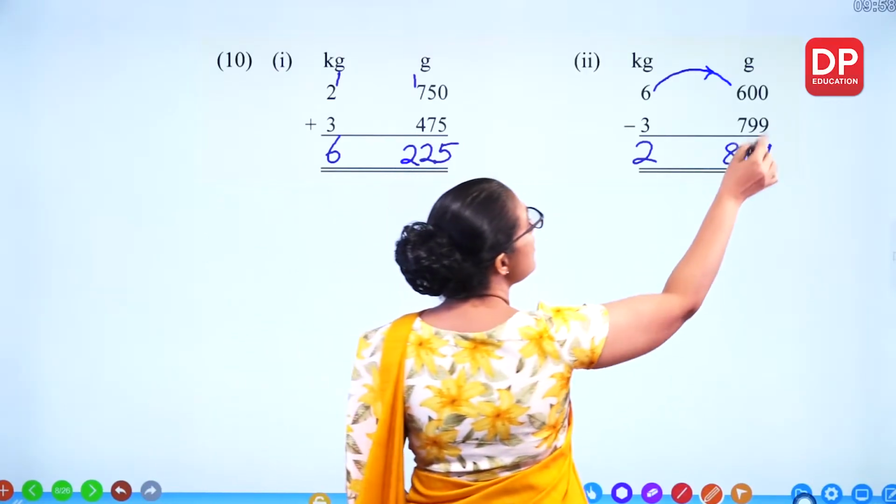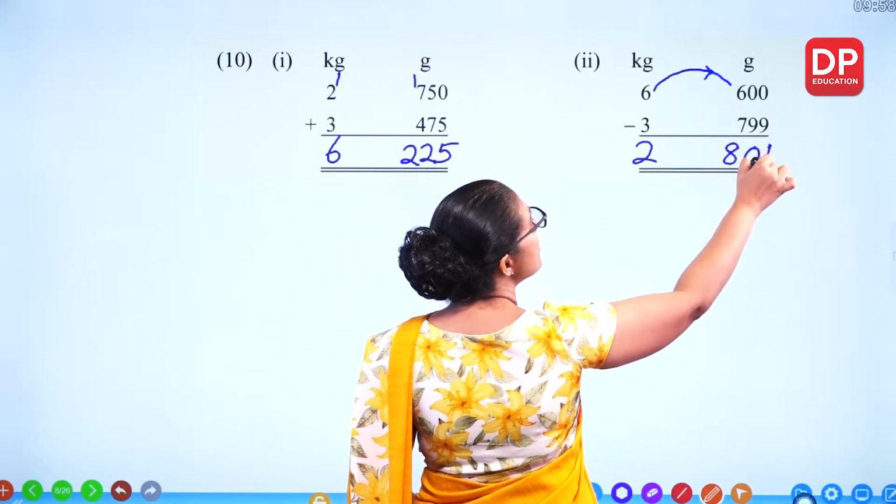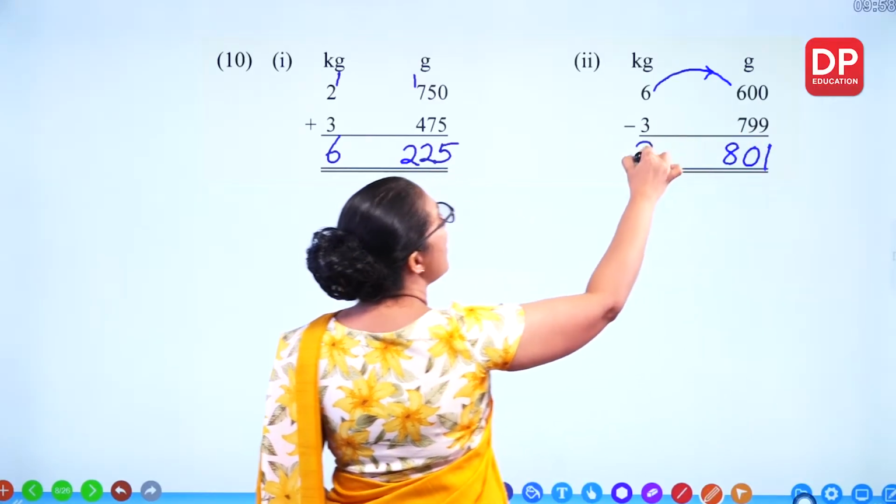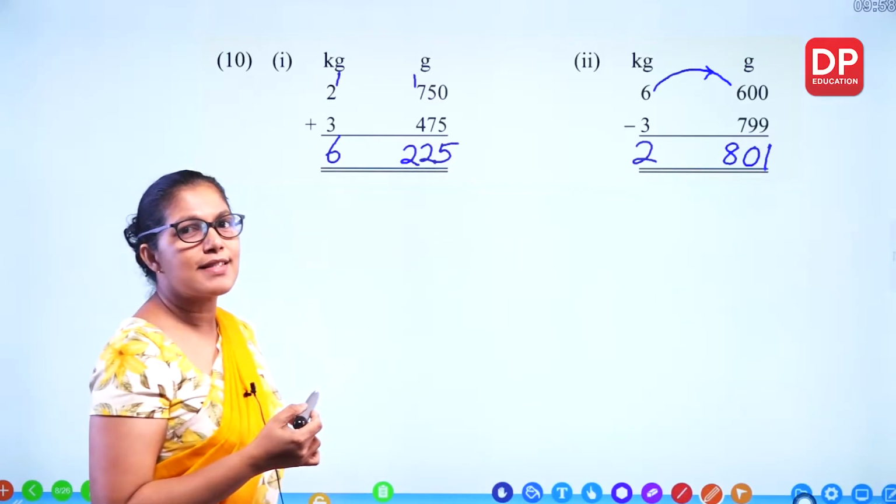So add and see, you need to get this one. 10 and 10, again 16 and 6. So that's correct.